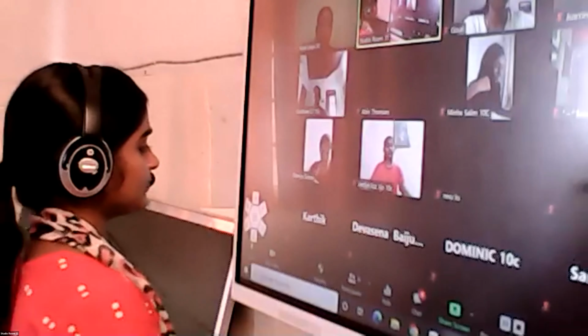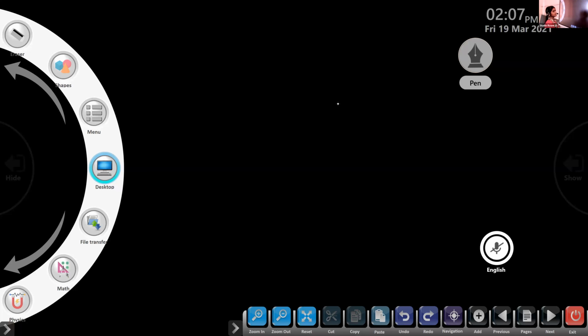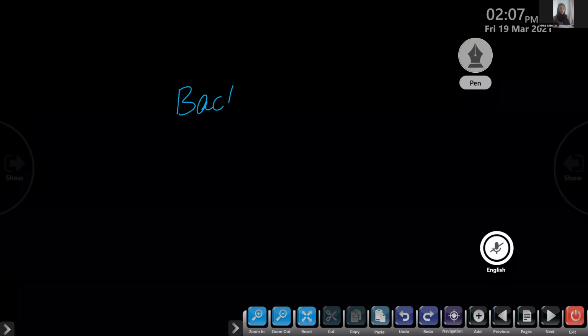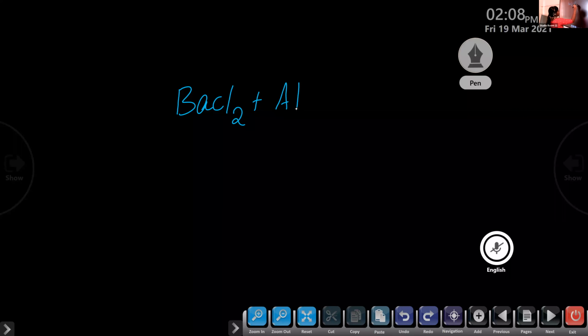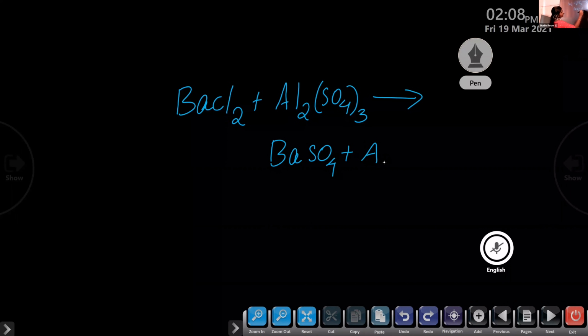Minha, can you read that question? Barium chloride plus aluminium sulfate gives barium sulfate plus aluminium chloride. Okay. So barium chloride, BaCl2, plus aluminium sulfate, Al2(SO4)3, gives BaSO4 plus aluminium chloride, right?